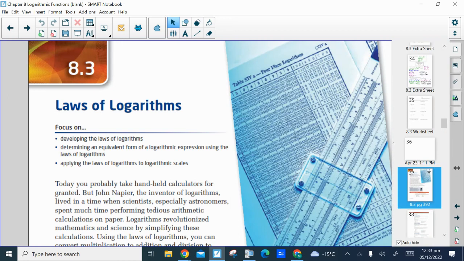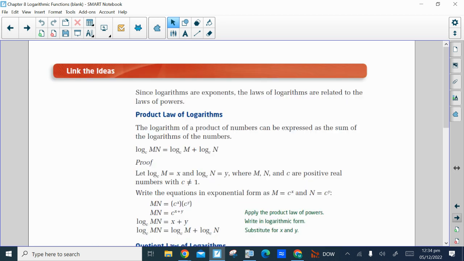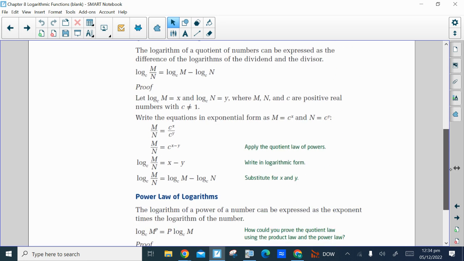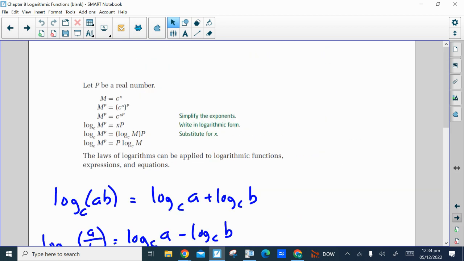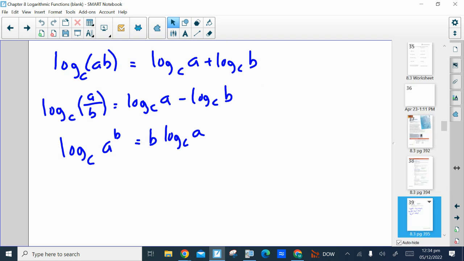Okay, so we're going to continue looking at the laws of logarithms today. We've already developed them and seen how we can determine equivalent forms using these laws. And so we'll just do some more practice with that today. So remember that we had our three laws we looked at last week. On page 39, they're written there.